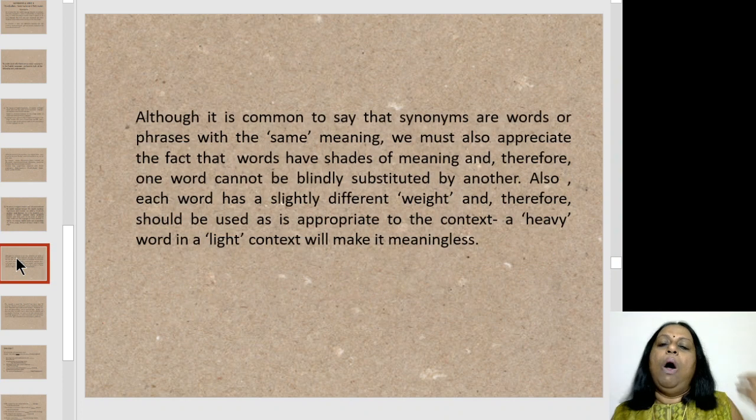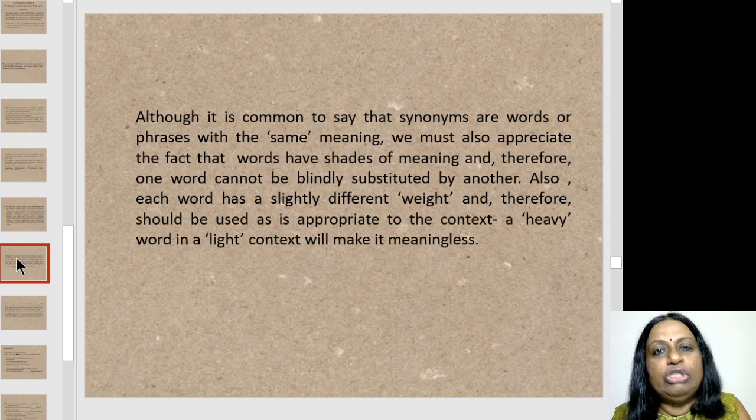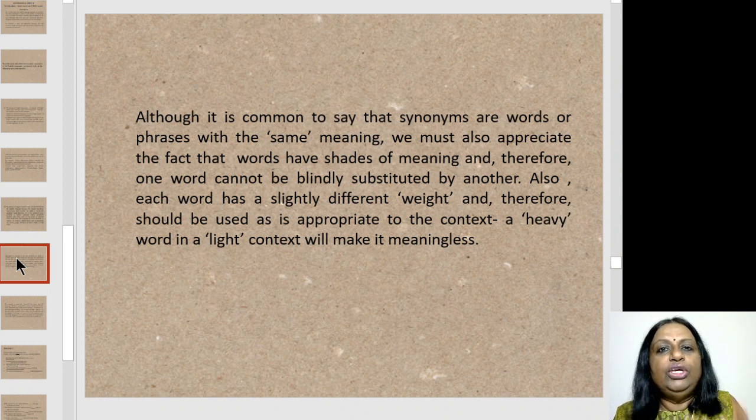Although it is common to say that synonyms are words or phrases that have the same meaning, we must also appreciate the fact that the words are not an exact replication of the other word. There are shades of meaning, and therefore one word cannot be blindly substituted for another. Also, each word has a slightly different weight and therefore should be used in the appropriate context. A heavy word cannot be used in a light context because it would make it meaningless.